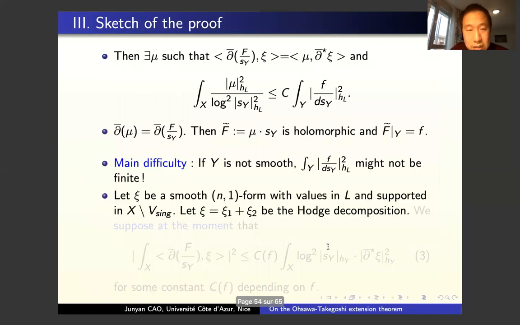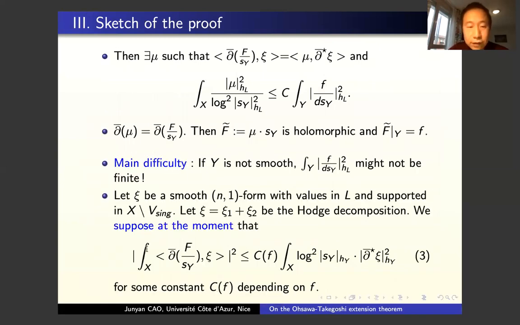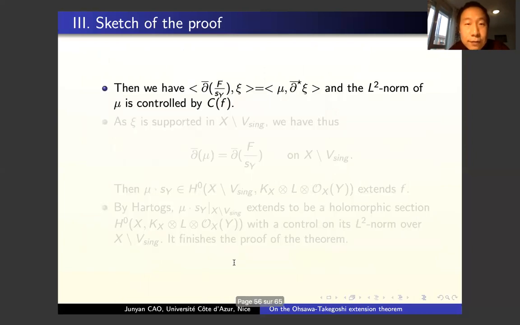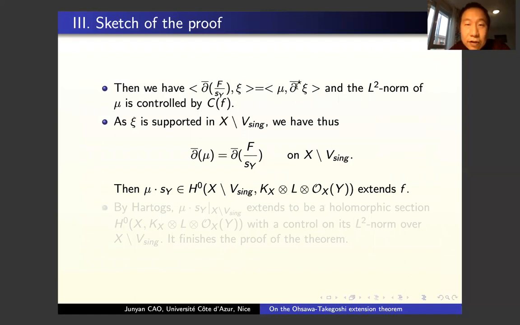In fact, we could prove that this product is controlled by this C small f times this term. I will explain later why we have this inequality. If we can prove this inequality, the rest is in fact very simple. Why? Because in this case, by the Riesz representation, we can always find some mu such that we have this equality, and since it holds for NXC which is supported outside of V, therefore by the argument as before, mu times Sy is a holomorphic section outside of V.